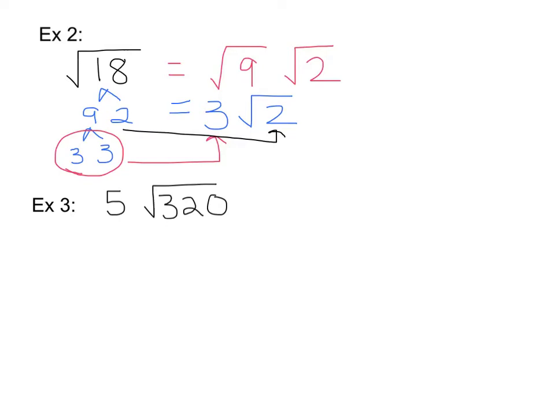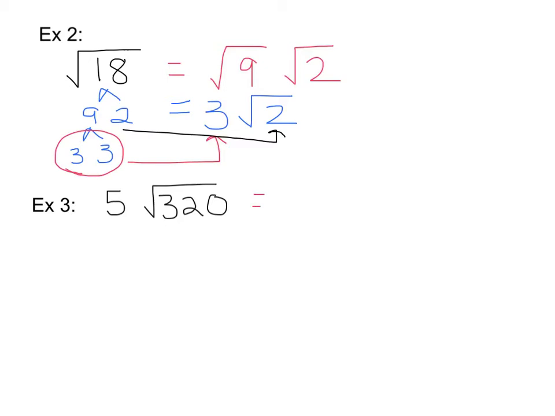Example 3, we have 5 times the square root of 320. So you're either going to break down your 320 with your factor tree, or think of the largest perfect square times a number that gives you 320. So I'm going to do it both ways.